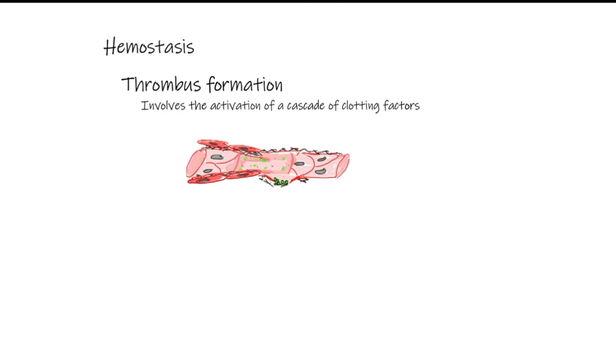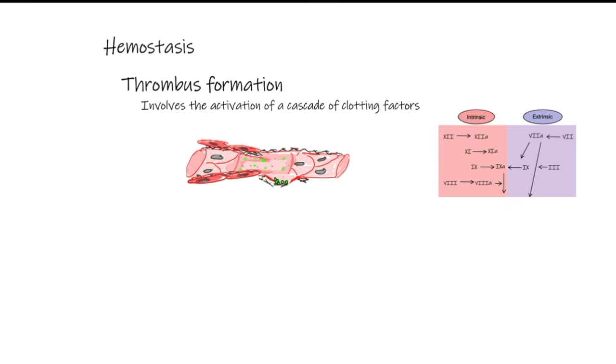The final step in hemostasis is thrombus formation. This involves the activation of a cascade of clotting factors. This is called the clotting cascade. Here, each of the factors that are involved in the clotting cascade are represented by a Roman numeral, and they're classically divided into an intrinsic pathway and an extrinsic pathway. We're going to focus on what happens as a result of both of these pathways, and we're going to jump in at factor 10. So through both the extrinsic or intrinsic pathway, factor 10 will become activated.